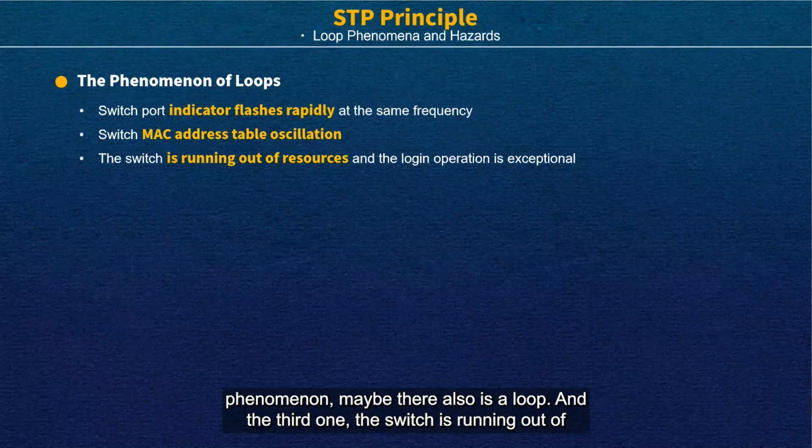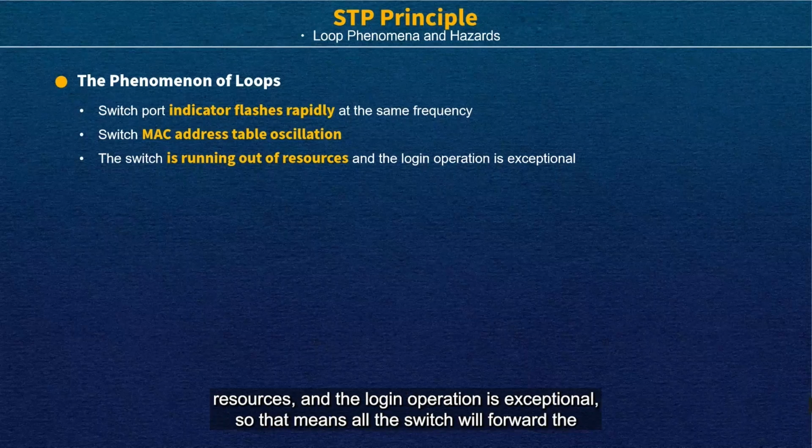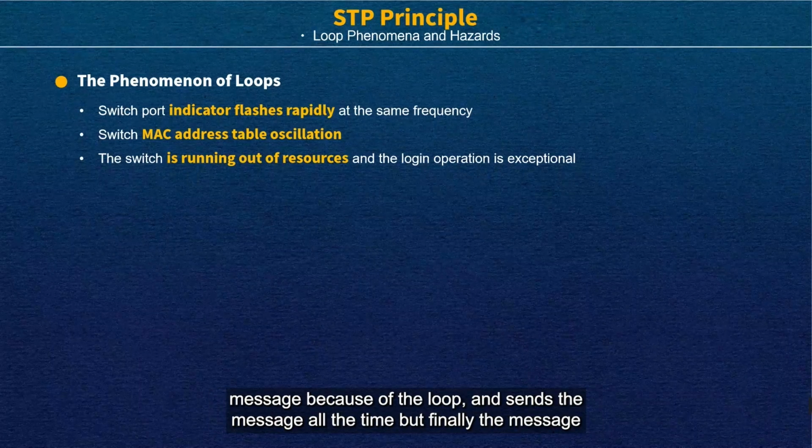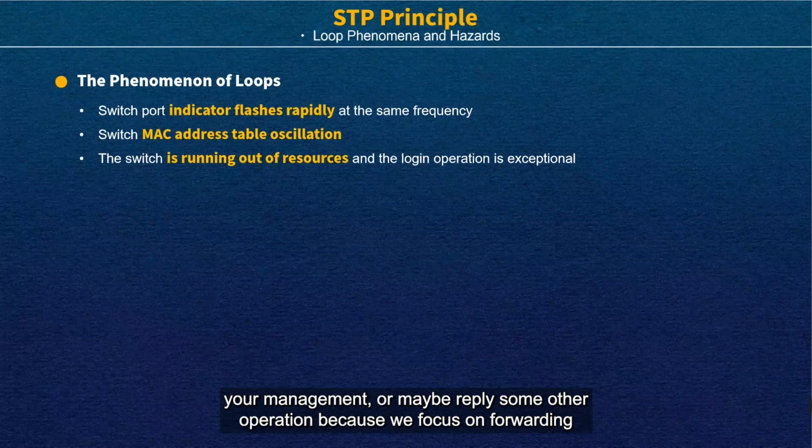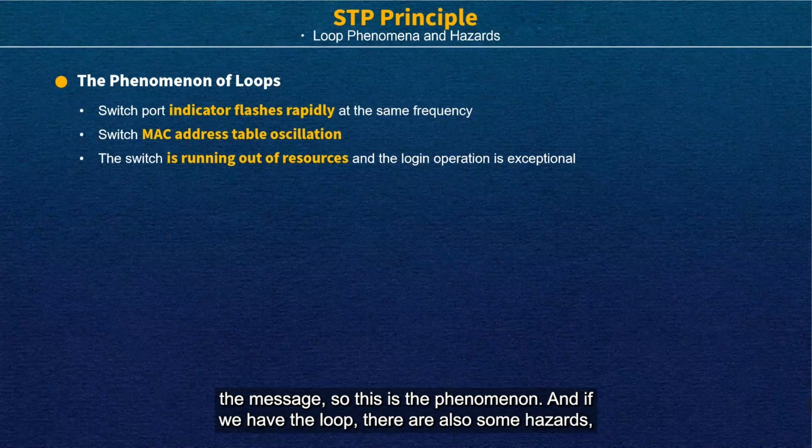And the third one: the switch is running out of resources, and logging operations are abnormal. That means all the switches forward the message because of the loop and send messages all the time, but finally the message cannot reach the correct destination. And we don't have resources left to reply to your management requests or other operations, because we are focused on forwarding messages. So this is the phenomenon.